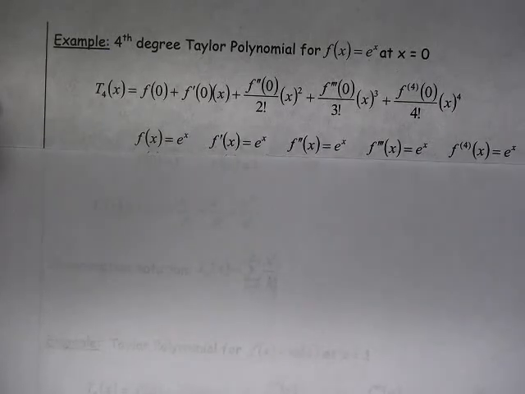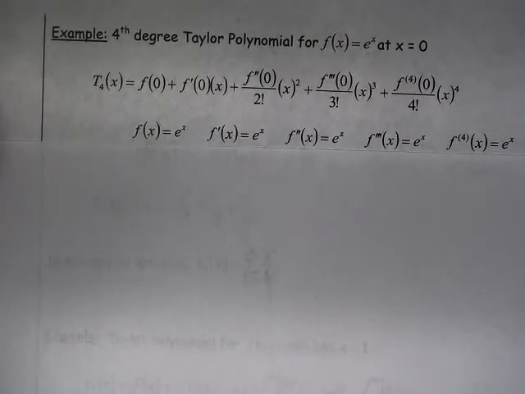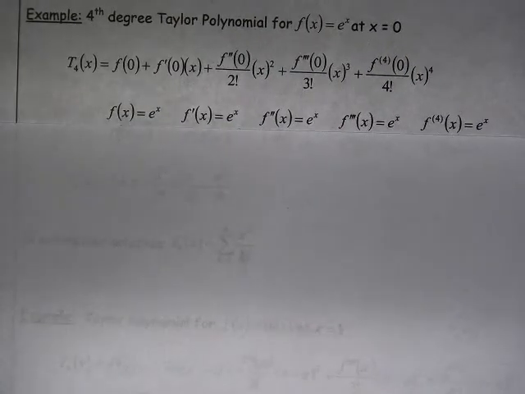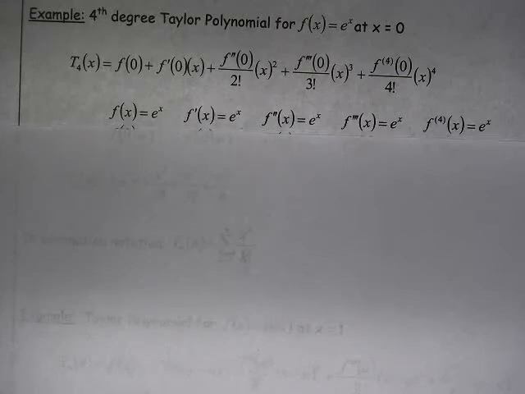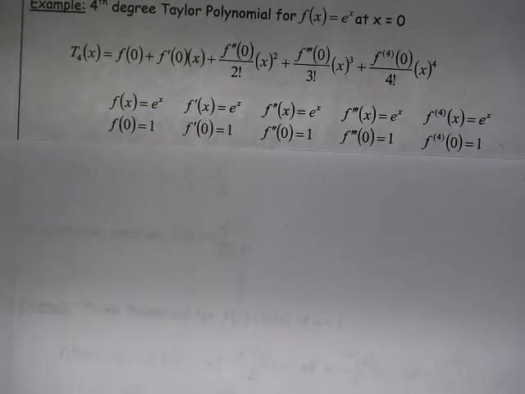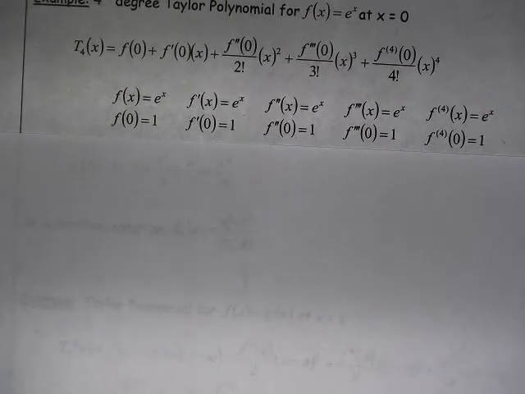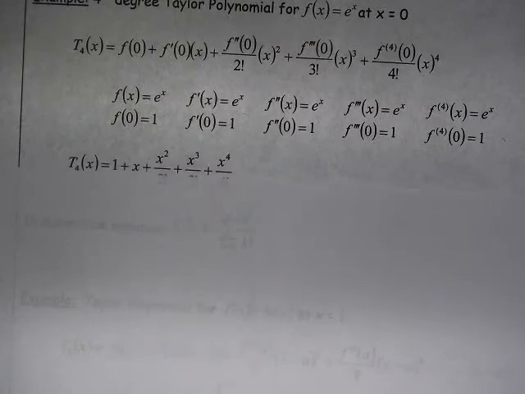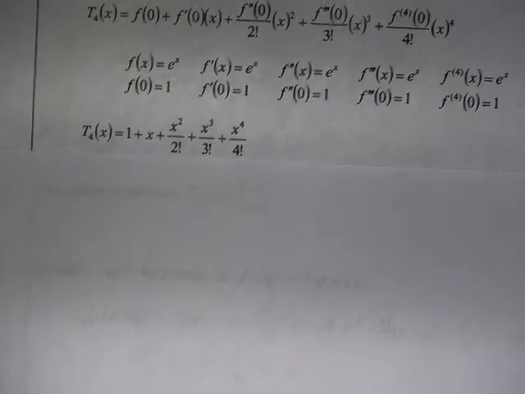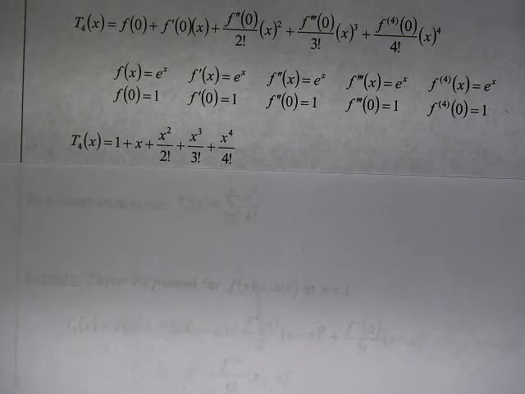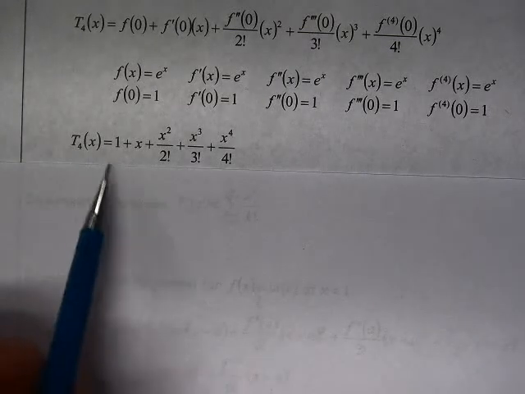E to the x is conveniently very easy. Nice derivatives. And also finding all of those at x equals 0, just as easy. E to the 0 is always 1. So all of our derivatives at x equals 0 are 1. So for e to the x, our fourth degree Taylor polynomial is going to look like this.